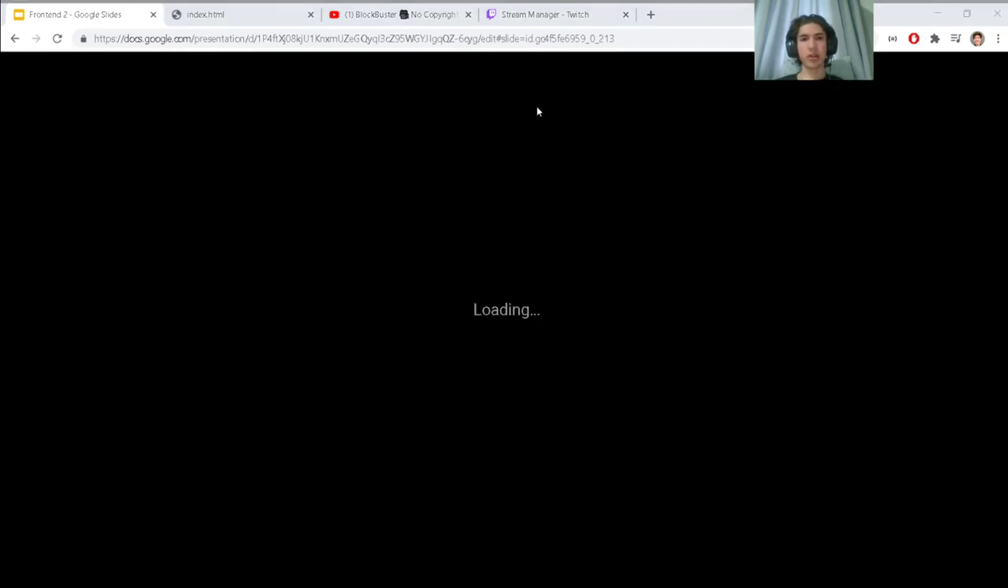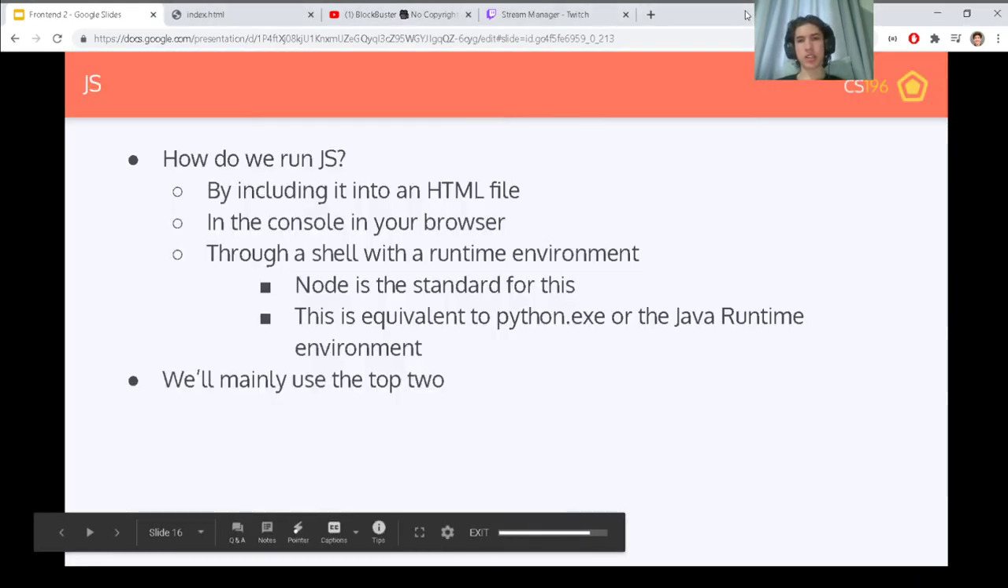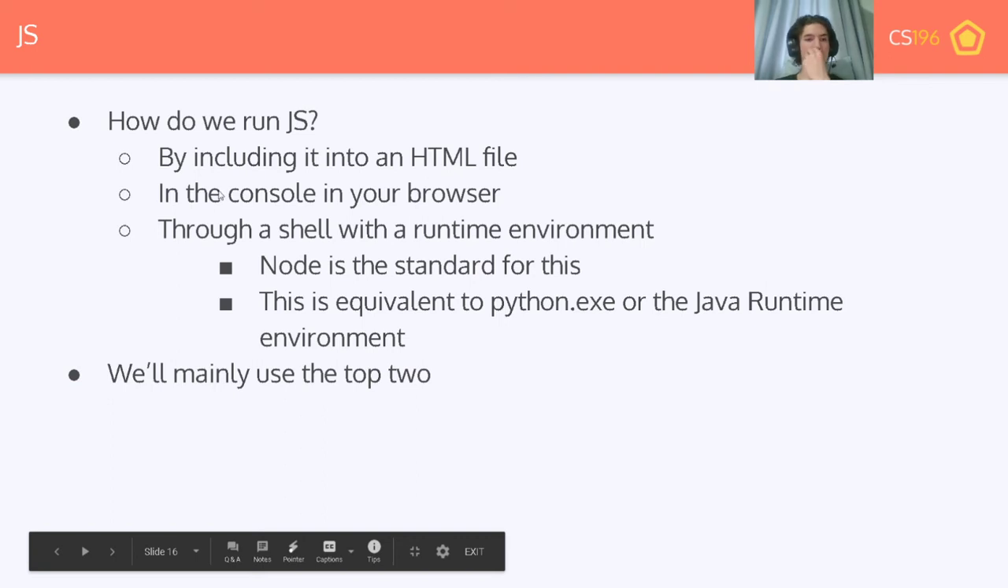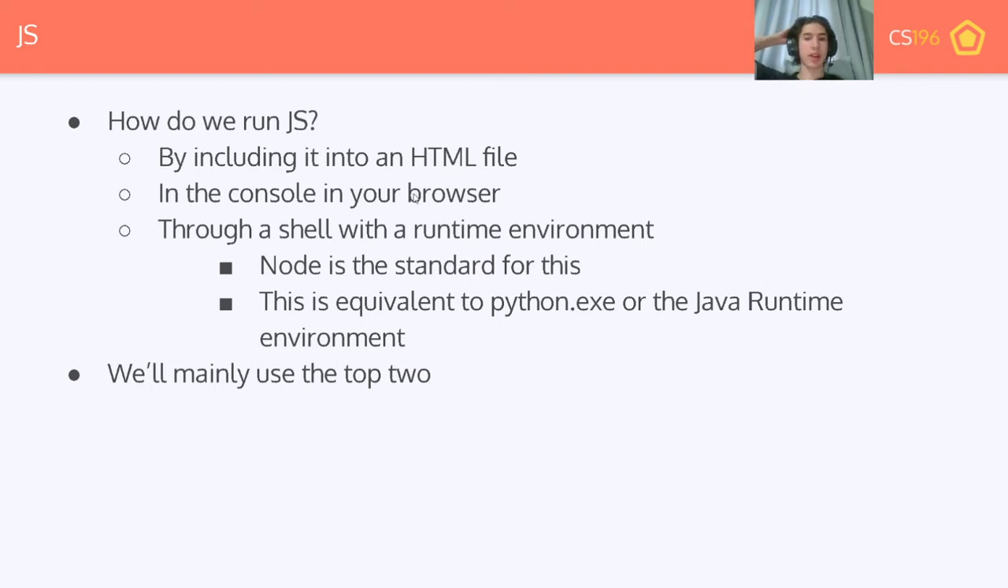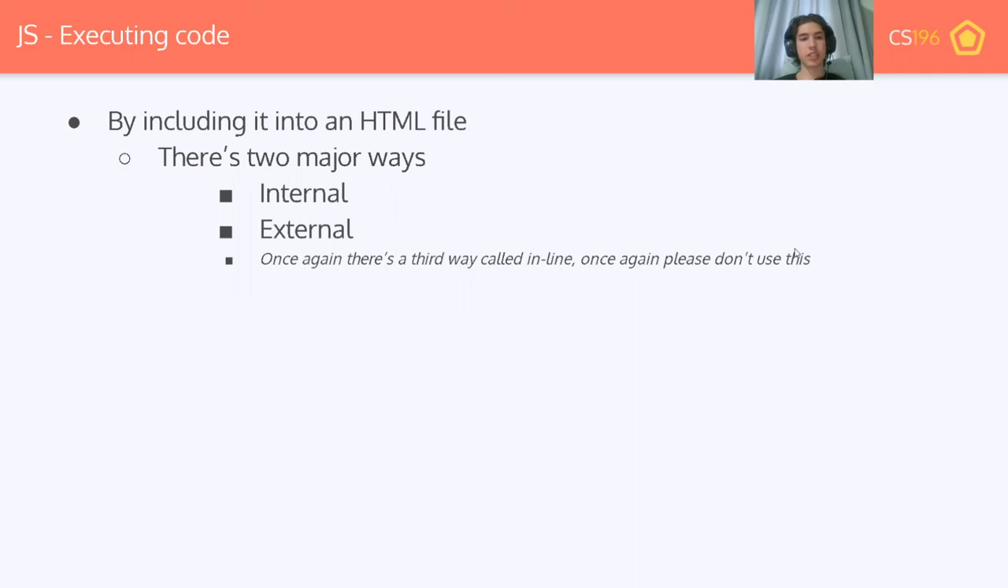So mainly we're going to be using the top two. I think most of our discussion today will be by including it in an HTML file, but it's equally valid to run it in the console. You just, every time you refresh, sometimes you can lose that. So let's discuss including it into an HTML file. Once again, there's two major ways: internal and external, linking the JavaScript into your HTML page.